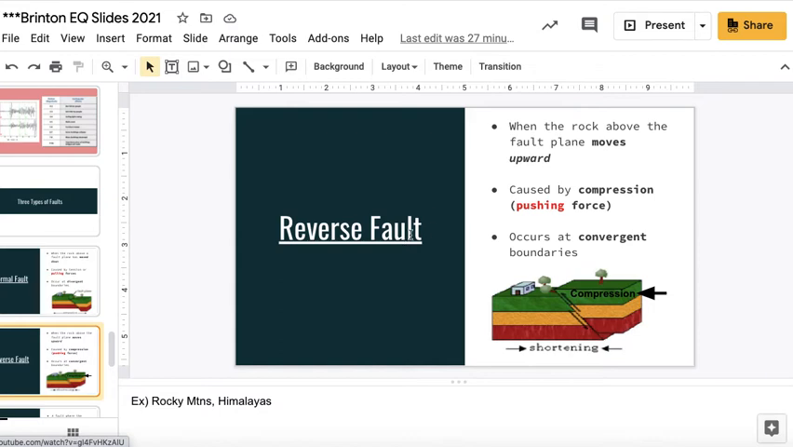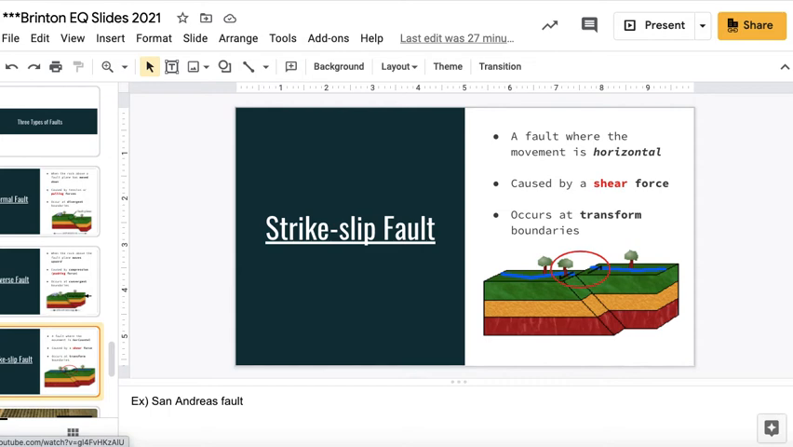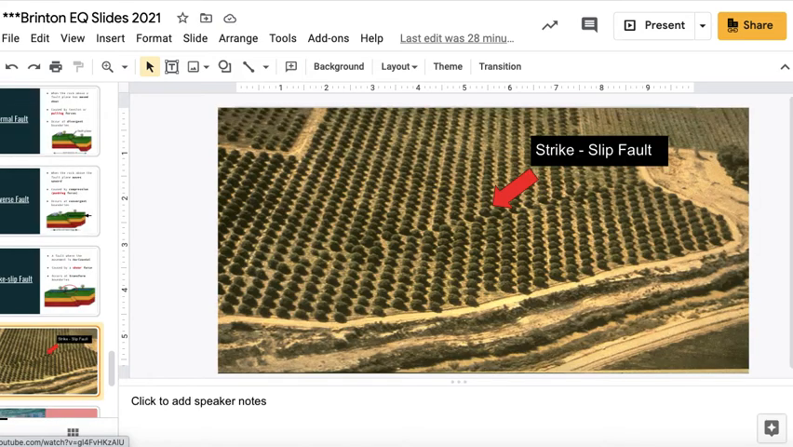The second is a reverse fault. That's when the rock above the fault plane moves upward. It's caused by compression, which is a pushing force, and it occurs at convergent boundaries. The strike-slip fault is a fault where the movement is horizontal. It is caused by shear force, and it occurs at transform boundaries.